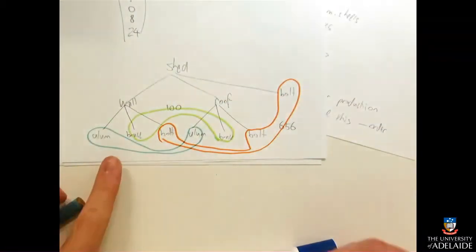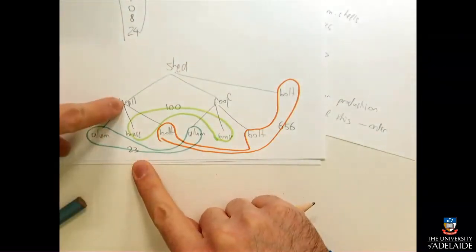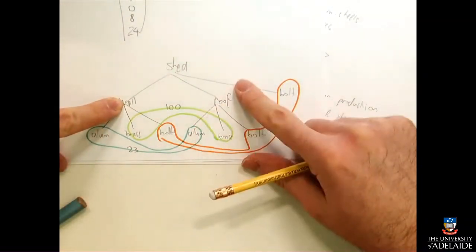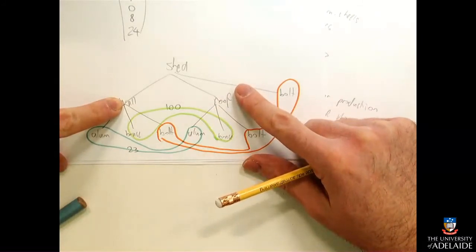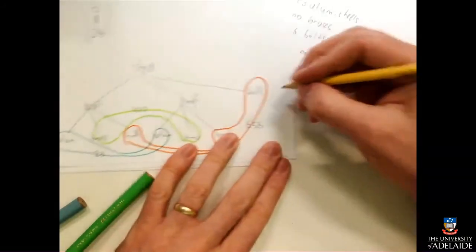And all of these aluminium sheets together, there's 23 of them. But some of those 23 are part of walls, and some of them are part of roofs. And then there's some extra ones as well.